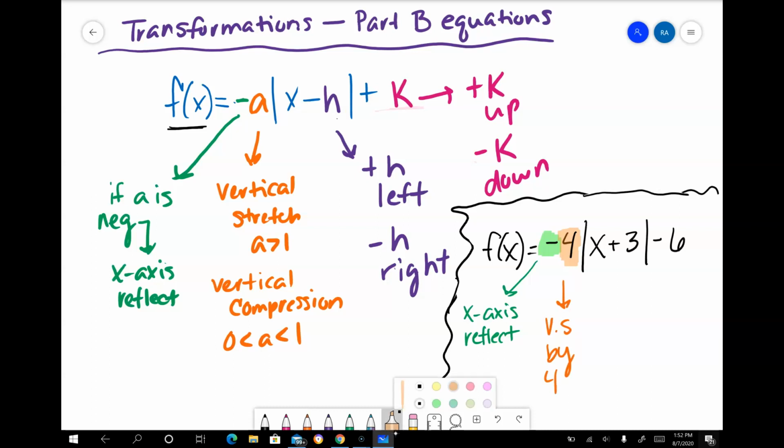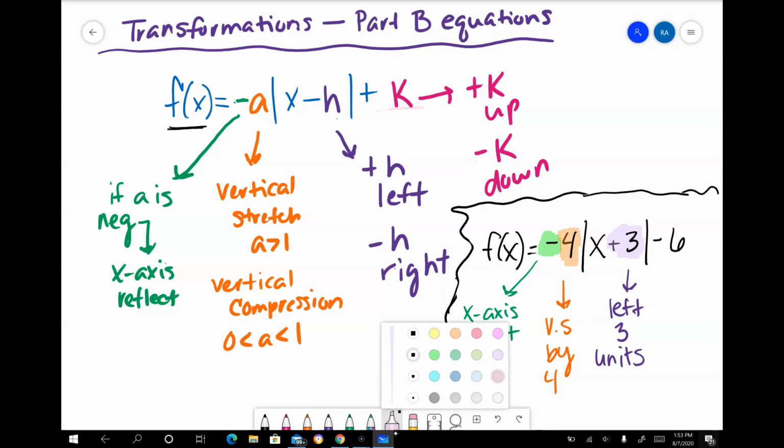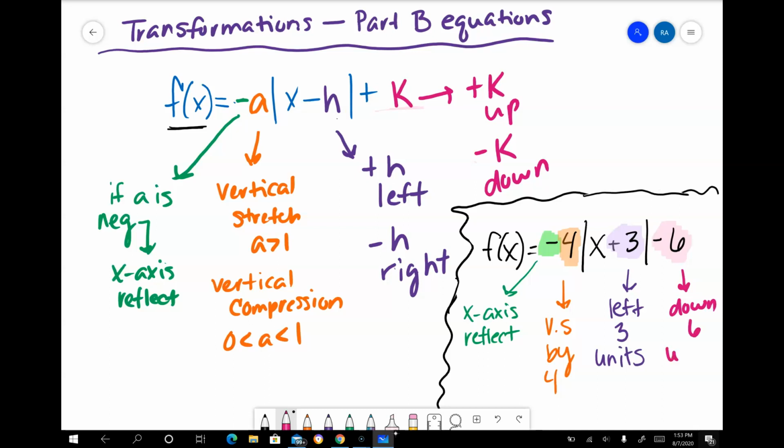Next, do we have an h value? Yes, we do have an h value. It is a positive 3. So that means that I went to the left 3 units. Okay, remember inside is opposite, so it means we went to the left 3. And then last but not least, we do have a k value of a negative 6, a minus 6. And it means we went down 6 units. Okay?